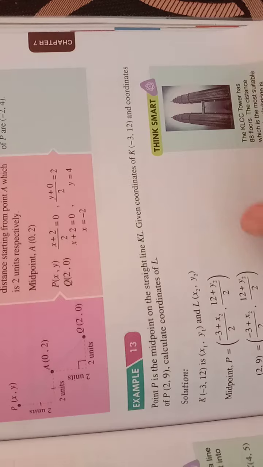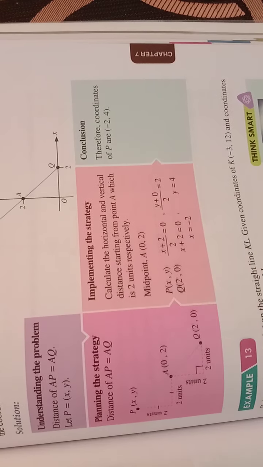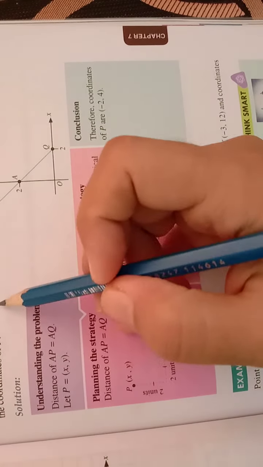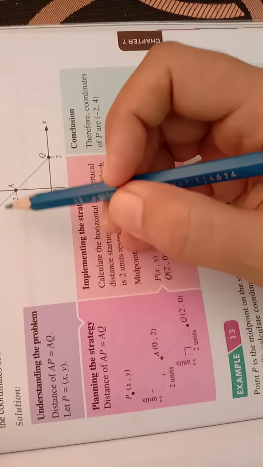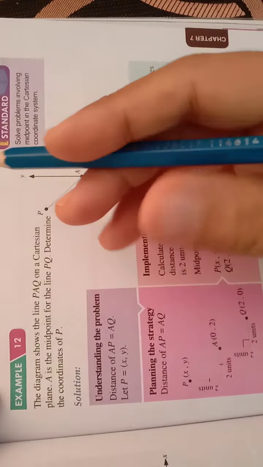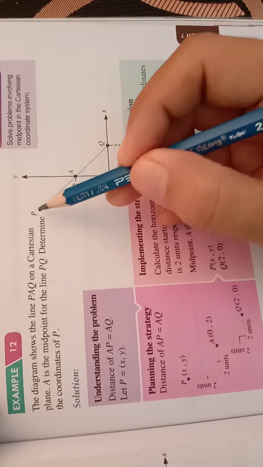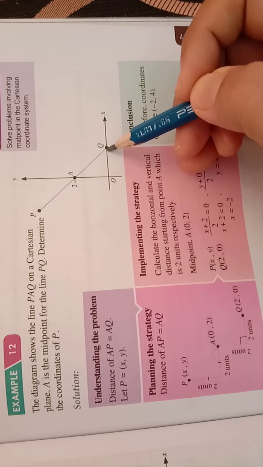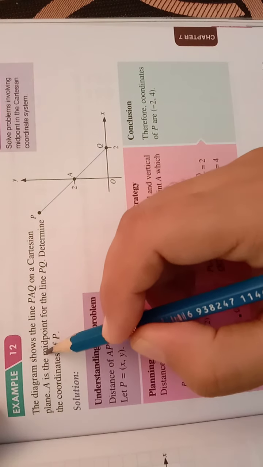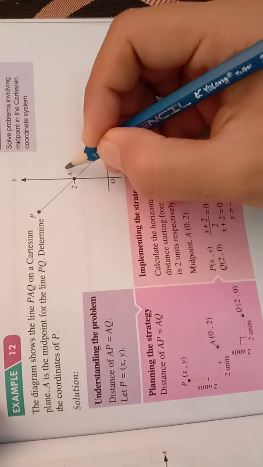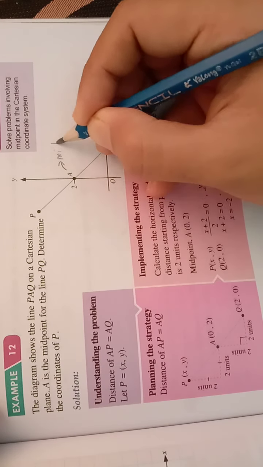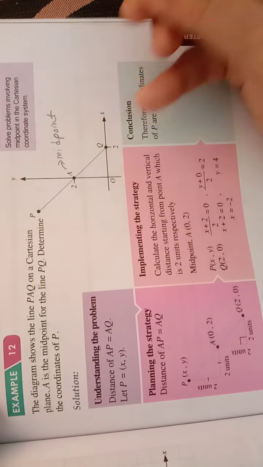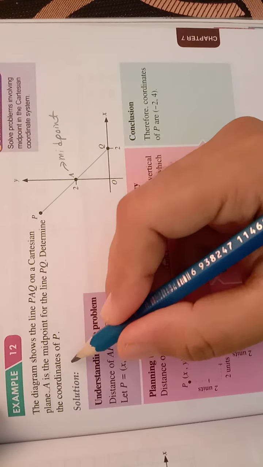Okay, next we look at the solving problem. Okay, so the diagram shows the line PAQ on a Cartesian plane. Okay, so this is the question. Dia bagi tahu sini, P, ini A, ini Q. Okay, what's the question? A is the midpoint. Alamak, dia bagi A is the midpoint. So, this is midpoint. So, I label as a midpoint. Okay, determine the coordinates of P.